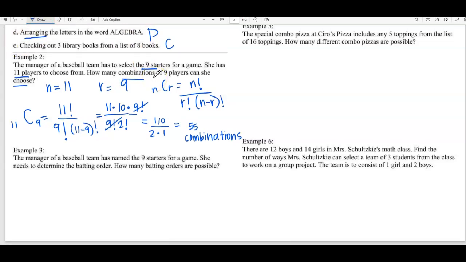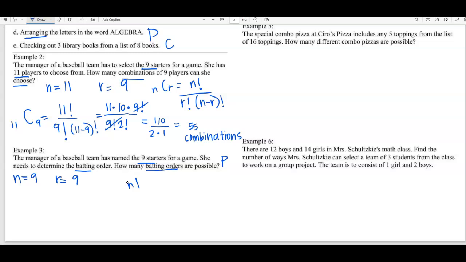The manager of a baseball team has named the 9 starters for a game. She needs to determine the batting order. How many batting orders are possible? So now that we have the 9 players, I have 9 players to arrange in the batting order. So this is a permutation. Definitely the order matters. If you play baseball, you know that order does matter.